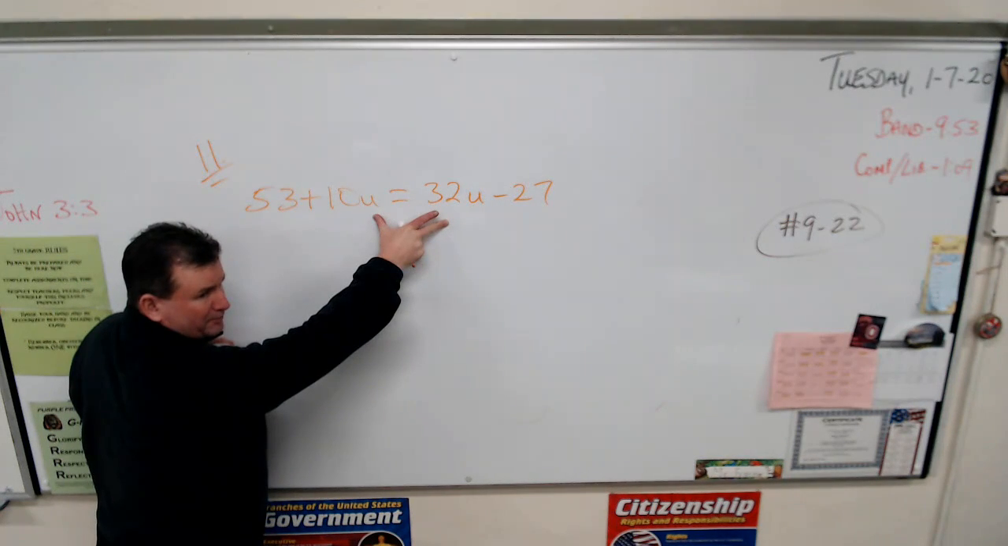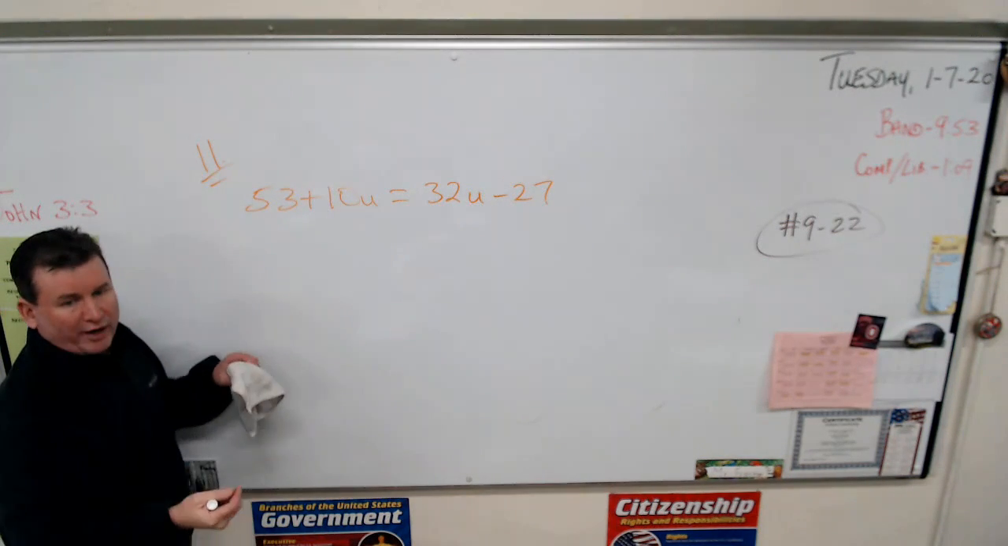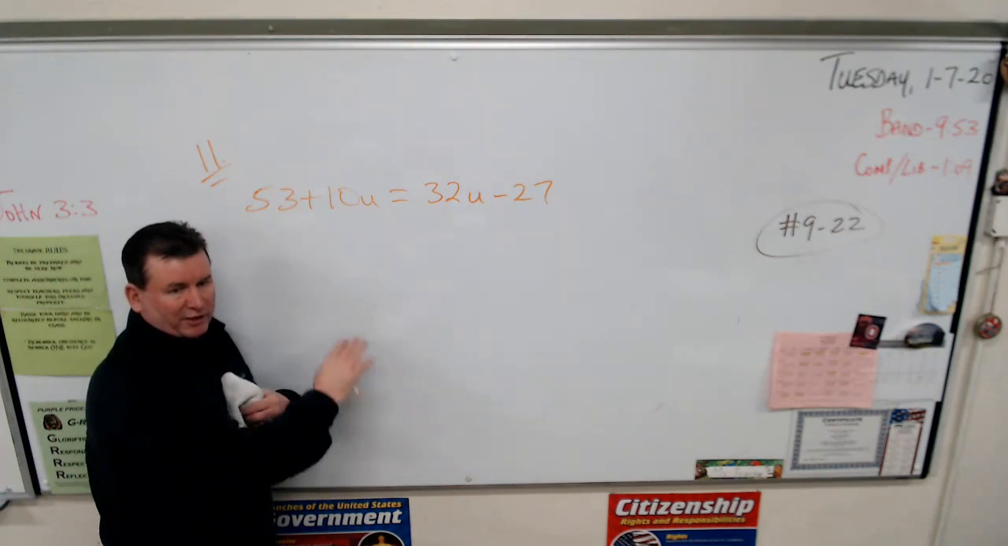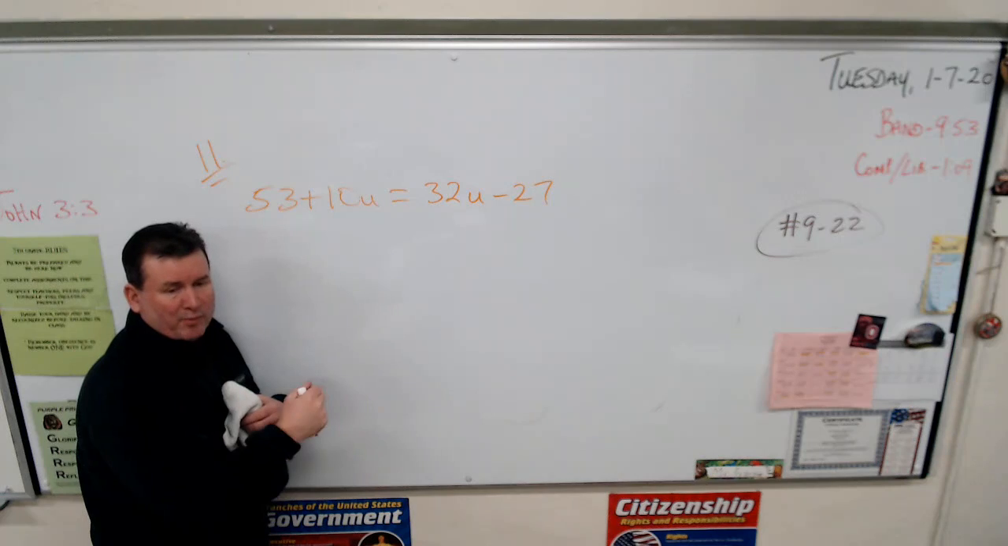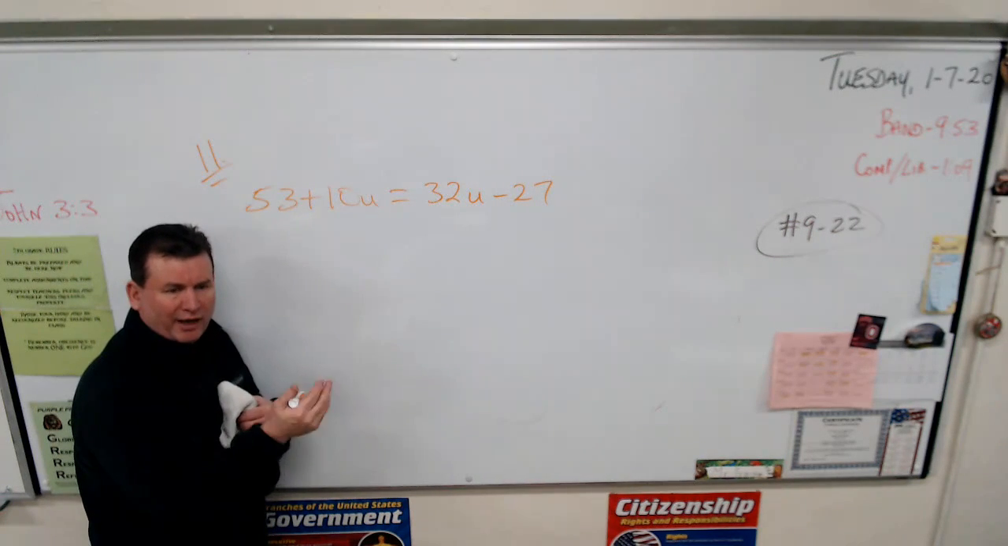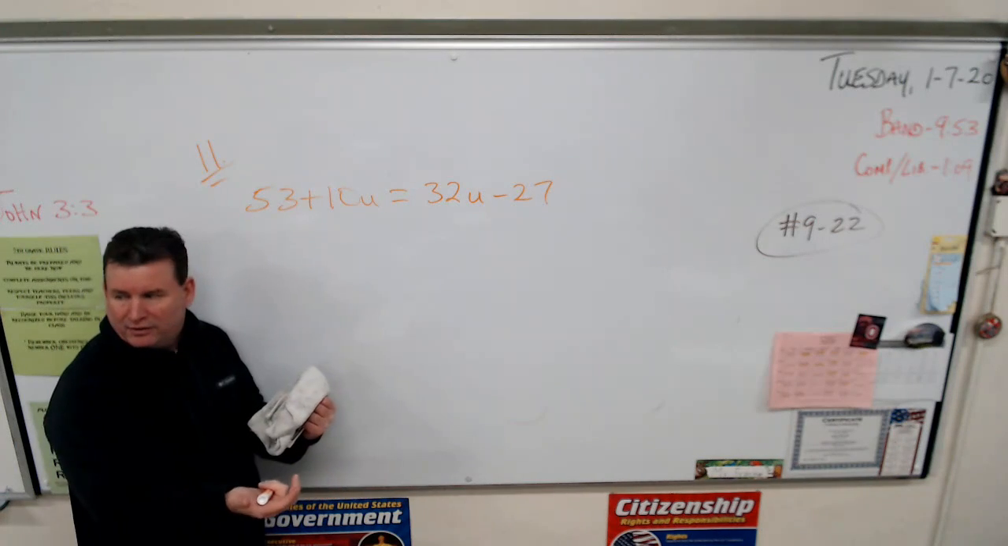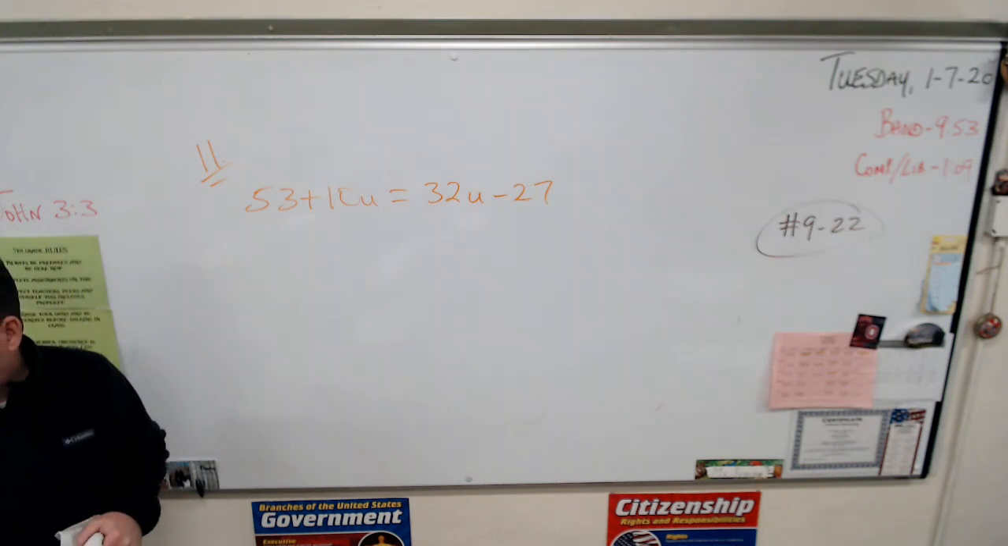Decision time. Am I more comfortable with, hey, I like to have my variables always on the left? Or am I more comfortable with, hey, I always want to work with positive numbers? Because it doesn't matter which side the variable's on.